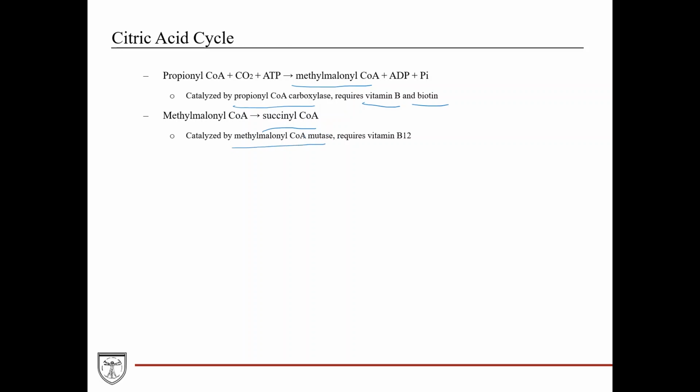And I believe in your book it doesn't have mutase written there. That's an error. Make sure you add that in. We apologize about that typo there. So methylmalonyl-CoA mutase is the enzyme, and this enzyme requires vitamin B12 to function. And so that helps give you succinyl-CoA.